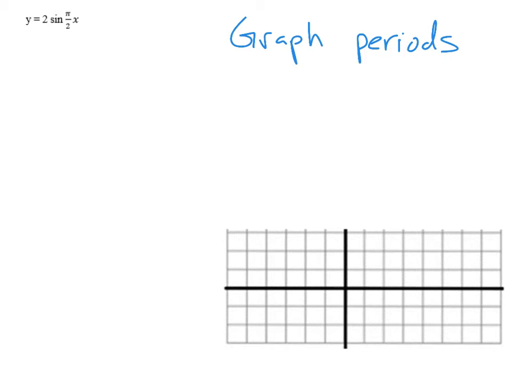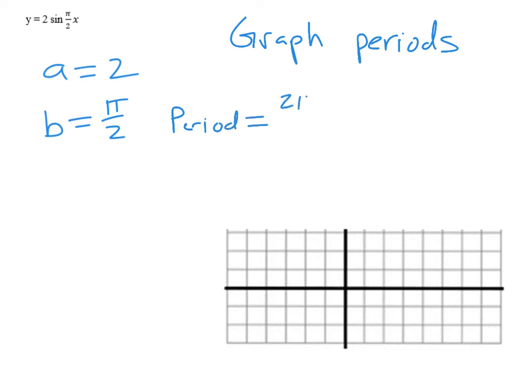Okay, but here's what we have going on. We've got a sine curve. A is 2. B is pi over 2. So let's take a look at our period. Kind of weird that it's got a pi in it, but it does something kind of significant for us.